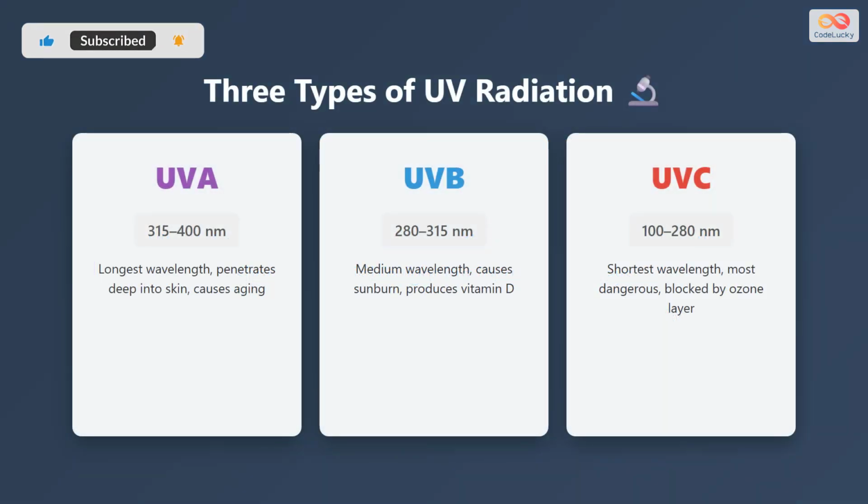Ultraviolet radiation is divided into three categories based on wavelength. UVA has the longest wavelength, ranging from 315 to 400 nanometers. It penetrates deep into the skin and is primarily responsible for skin aging and long-term damage. UVB has a medium wavelength, from 280 to 315 nanometers. This type causes sunburn and plays a crucial role in vitamin D production in our bodies. UVC has the shortest wavelength, from 100 to 280 nanometers. It is the most dangerous type, but fortunately, Earth's ozone layer absorbs nearly all UVC radiation before it reaches the surface.